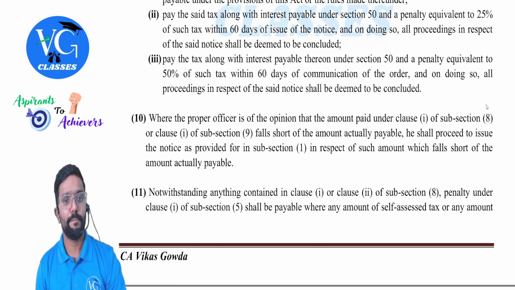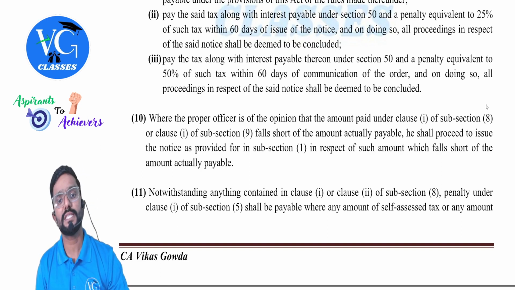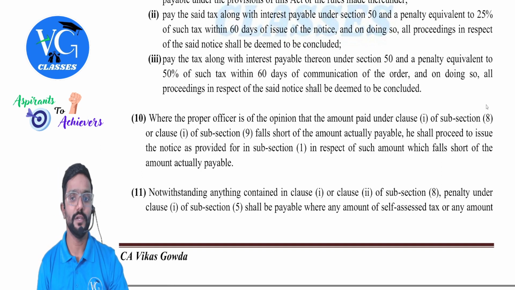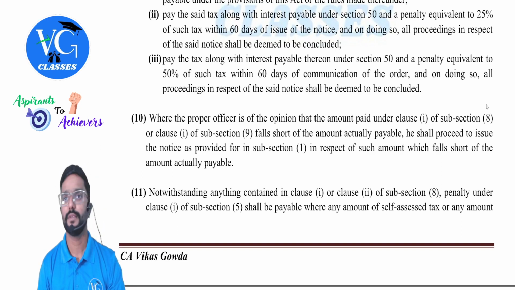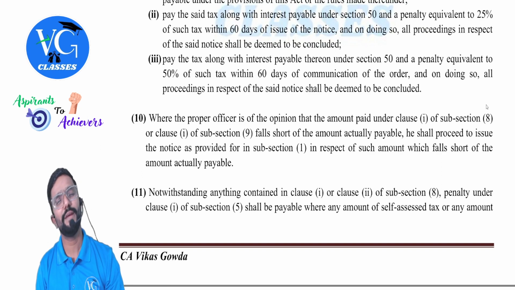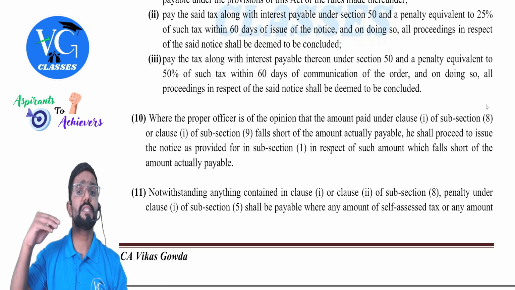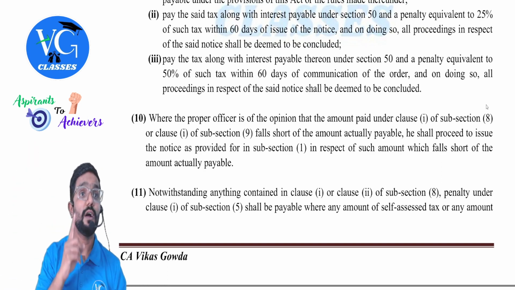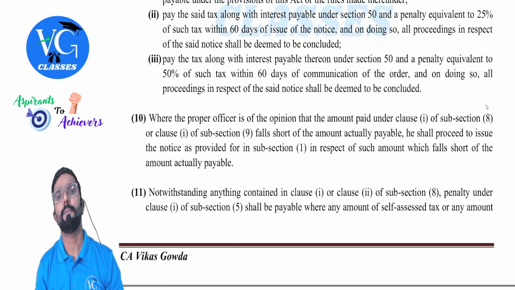Third one, pay the tax along with interest payable thereon under section 50 and a penalty equivalent to 50% of such tax within 60 days of communication of the order, and on doing so, all proceedings in respect of said notice shall be deemed to be concluded. Clear? Same to same story which was given in section 74, guys. Sir, what if it is after 60 days of the order? 100%. 100% of tax has to be paid as penalty.